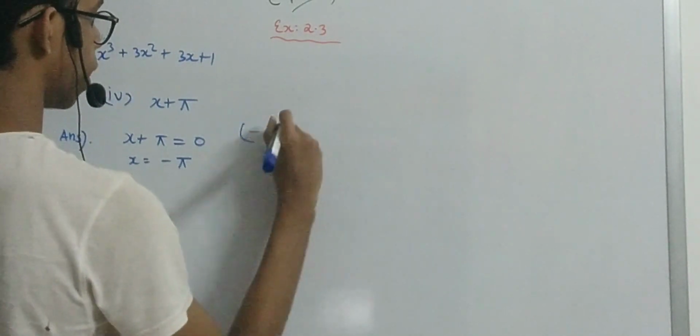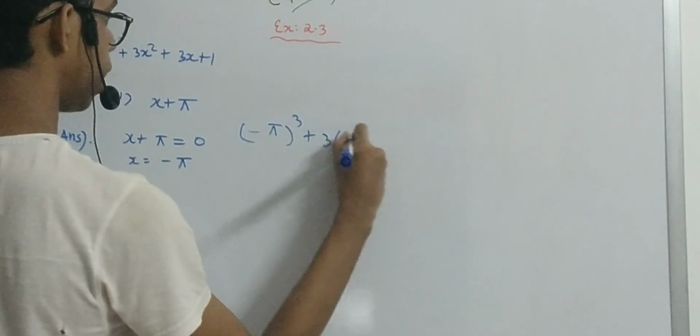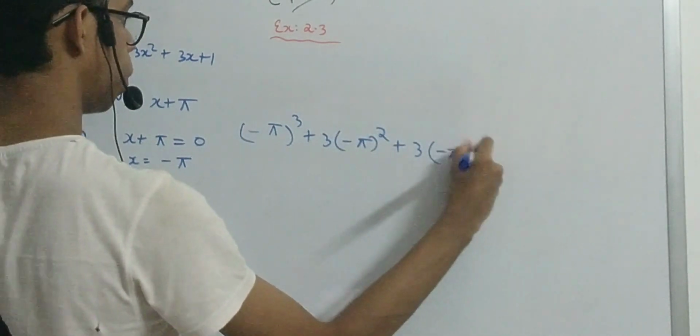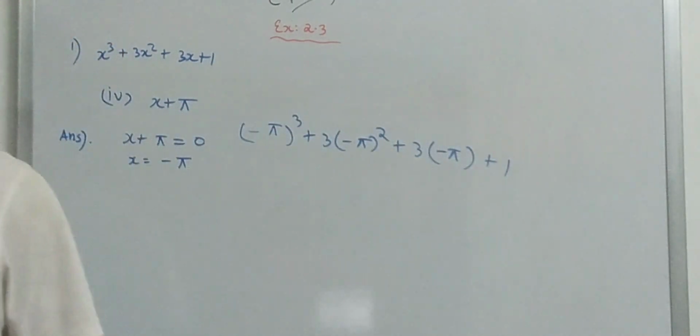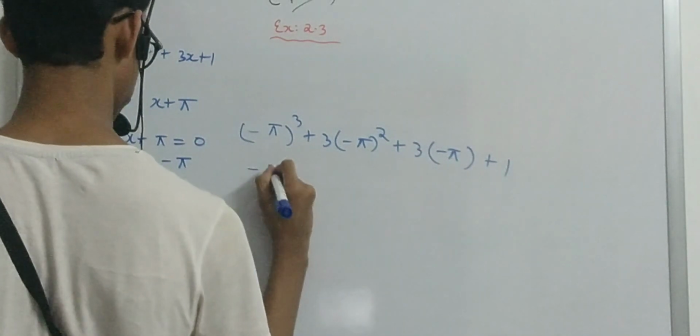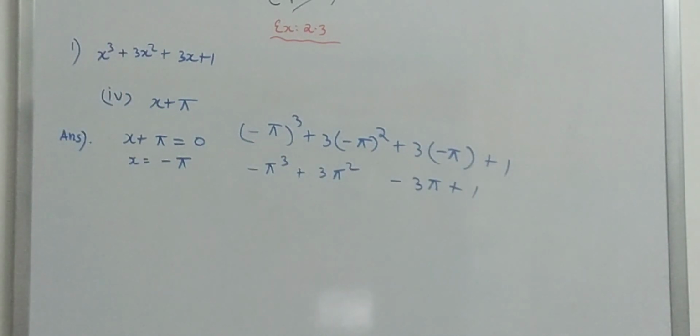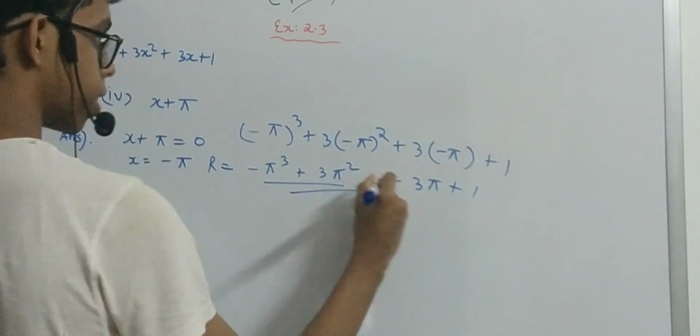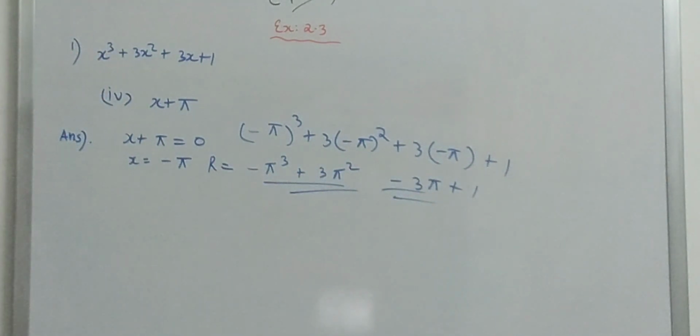So (minus 5) the whole cube plus 3 into (minus 5) the whole square plus 3 into minus 5 plus 1. So when you do, you will be getting minus 5 cube plus 3 into 5 square minus 3 into 5 plus 1. So this will be the remainder. Now you cannot do any further simplifications, so this is your answer.